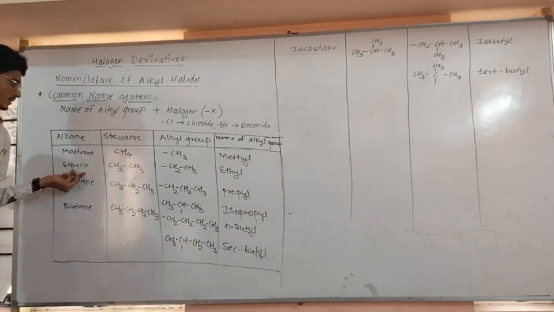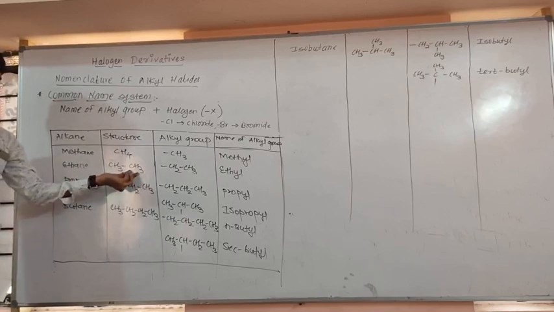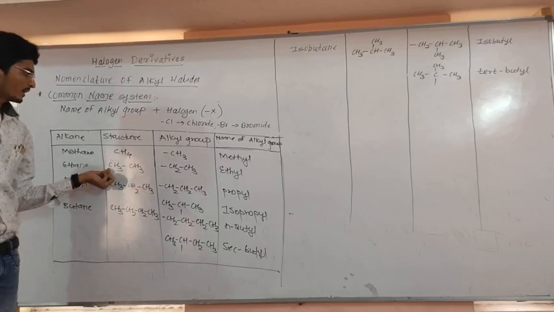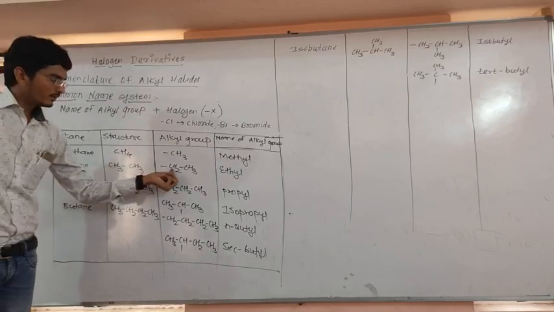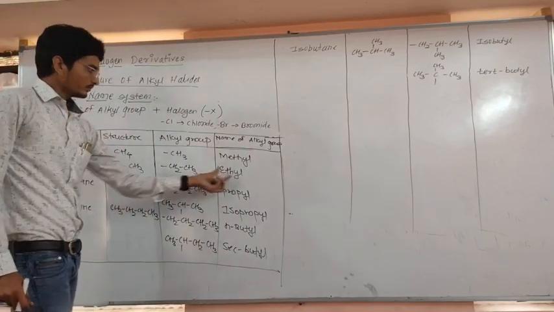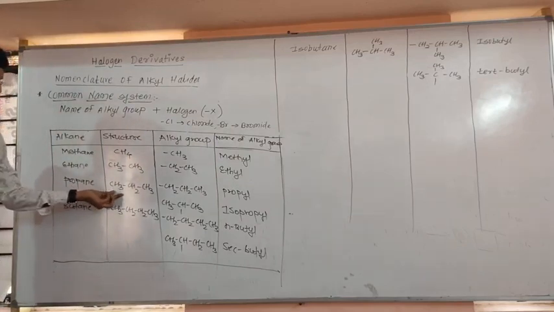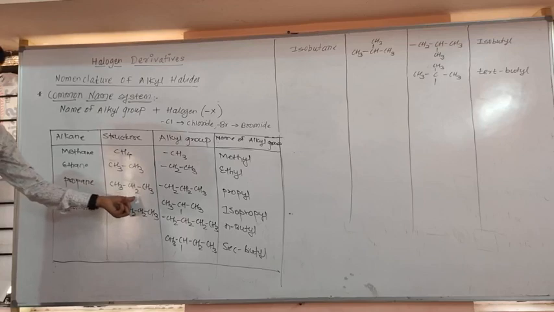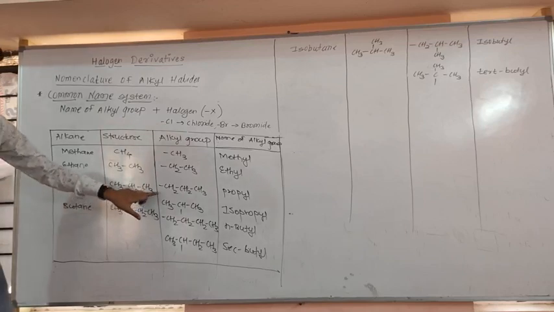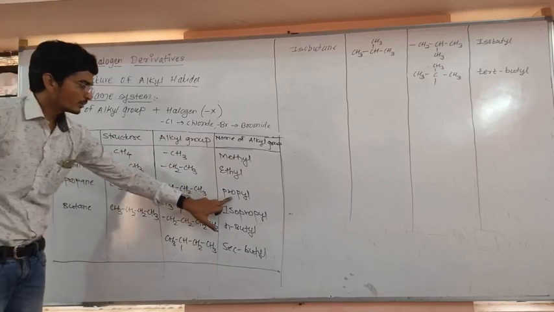In the second case, consider ethane having formula C2H6 but having structure CH3 single bond CH3. If you remove one hydrogen from any one carbon, then you will get CH2CH3. This group is called the ethyl group. Next one, propane, having formula C3H8 and structure CH3 CH2 CH3. If you remove a terminal hydrogen, then you will get the propyl group.